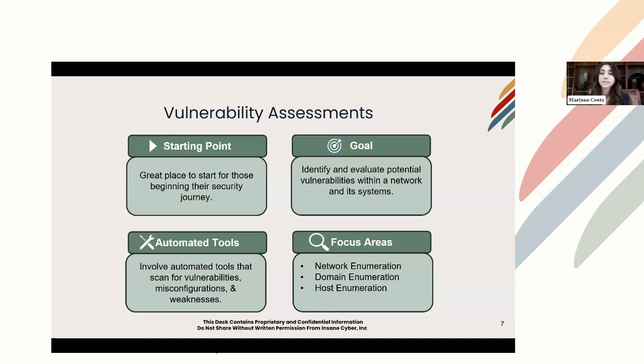At the end of a vulnerability assessment, an organization should absolutely expect to receive a report that's going to talk about any vulnerabilities that they found, their criticality, and recommendations for remediation. And because they are not so invasive, they don't have any active exploitation, they can be conducted pretty regularly, especially when there are any changes in the environment that an organization may want to test.